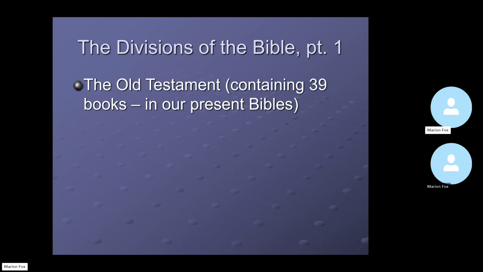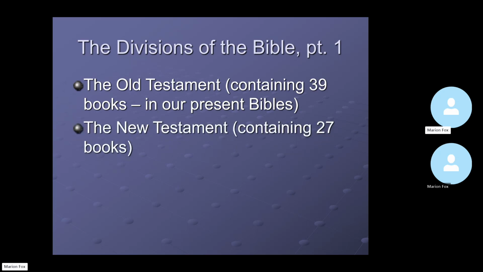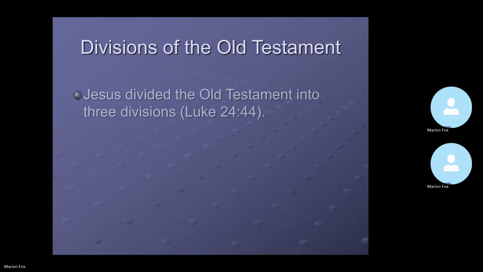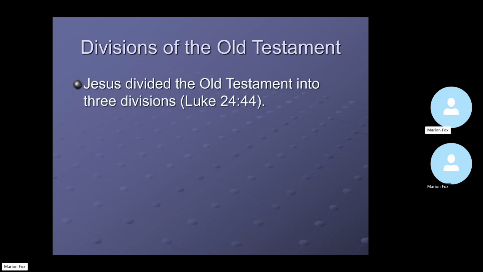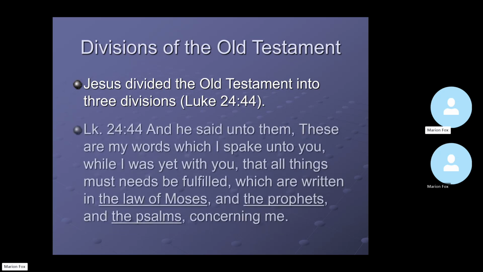The Old Testament contains 39 books in the present Bible that we have, as it's divided up. And the New Testament, of course, contains 27 books. 39 plus 27, of course, is 66 books. But the Jews did not divide it up this way. We'll be seeing this in just a moment, the Old Testament, that is. Jesus divided the Old Testament in 3 divisions in Luke 24:44, and we'll see his 3 divisions.